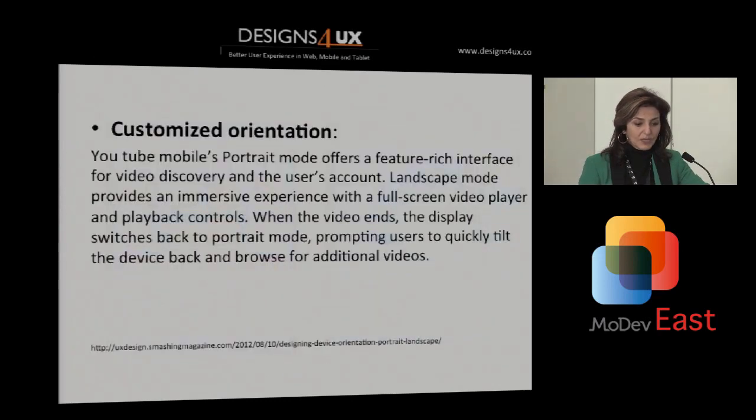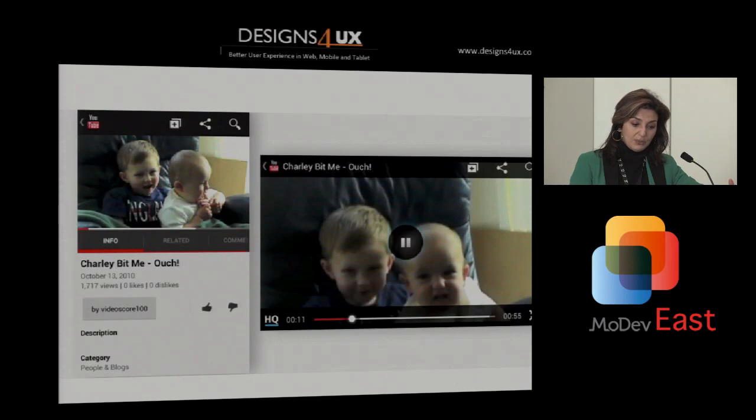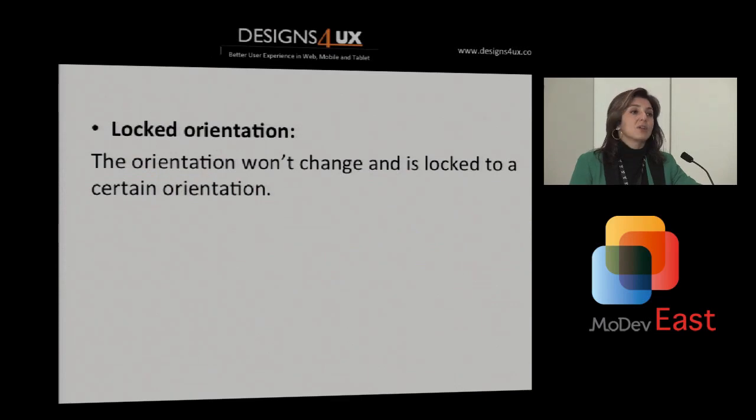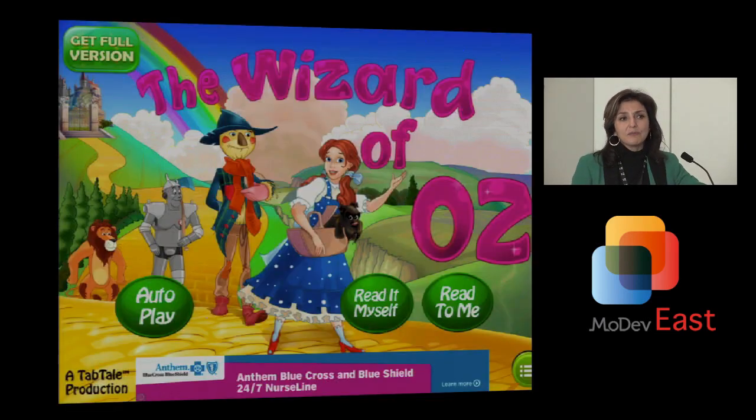The customized orientation we see in YouTube. In portrait mode, they have a feature-rich interface for the video. When you play the video in landscape, it becomes full screen. And when it ends, it goes back to portrait and prompts the user to quickly switch back to portrait mode. Here is a screenshot of it that you can see. And we have some locked orientation, especially for games or interactive books, where you can't change it.